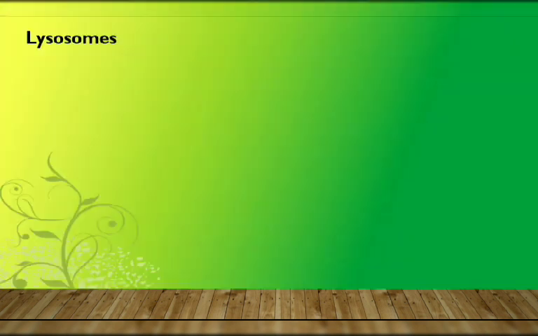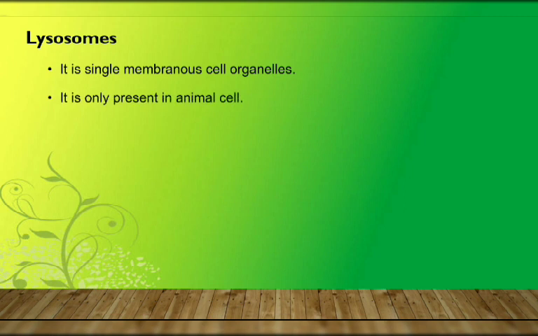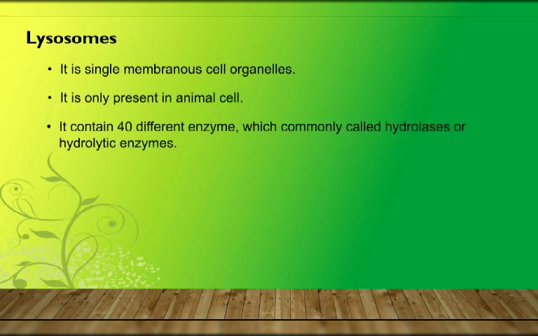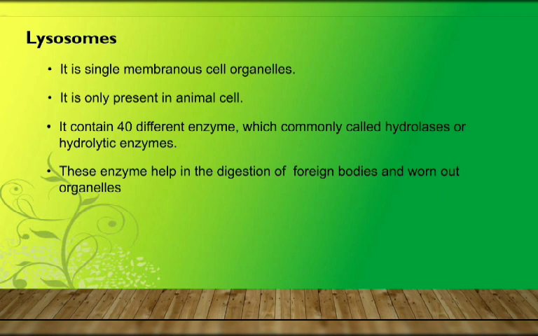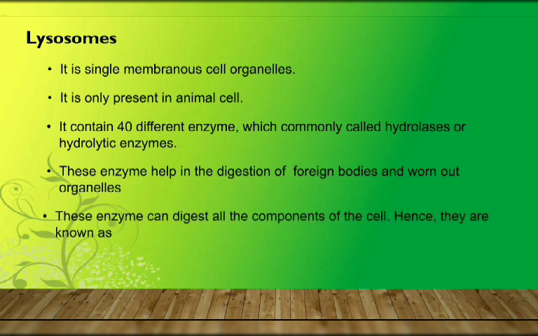Okay, the lysosome, which I already told you, is commonly called the suicidal bag of the cell. It is a single membranous structure. Inside the lysosome, 40 different types of enzymes are present. They are commonly called hydrolases or hydrolytic enzymes. It is present only in the animal cell, not in the plant cell. If any cell is infected or any problem is there in any cell, the lysosome will burst itself and digest, so it protects other cells from that. So it is called the suicidal bag of the cell.